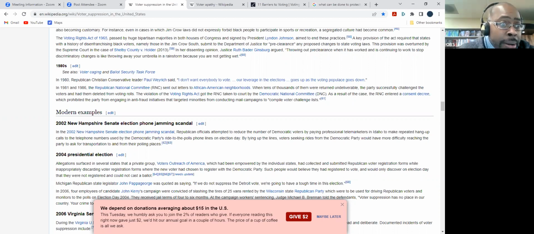Also, we have what is called a ballot security task force. And this task force was basically used to enforce these new voting laws. As I mentioned, like the voter ID law, for example, they were responsible for making sure that discriminatory voting practices such as voter caging, voter purging, and intimidation were followed. That's basically what the ballot security task force did.